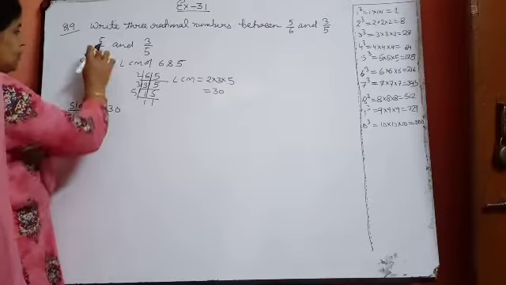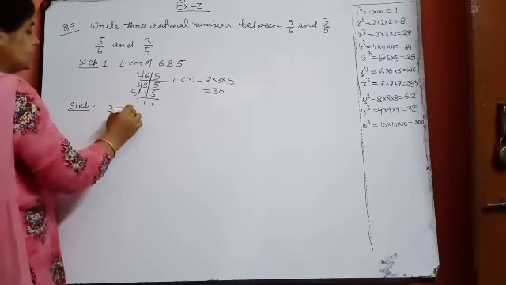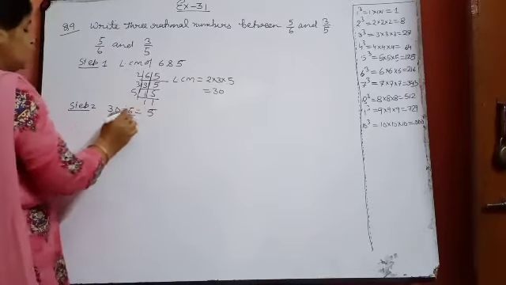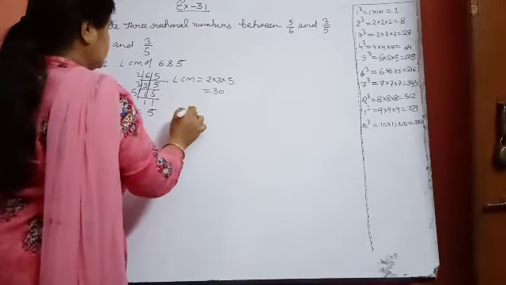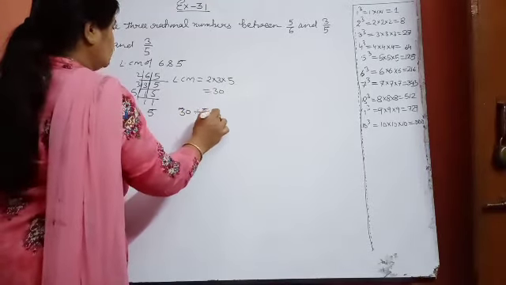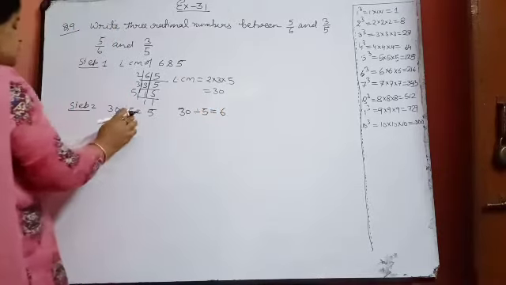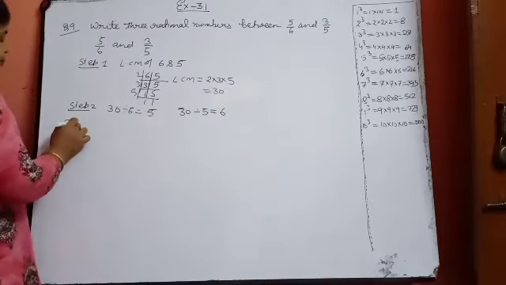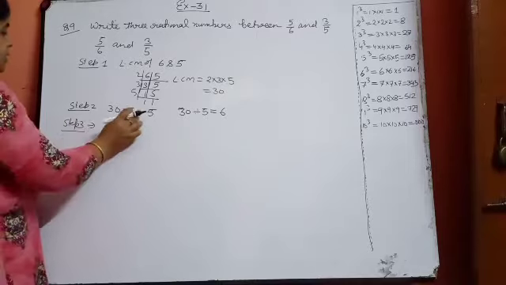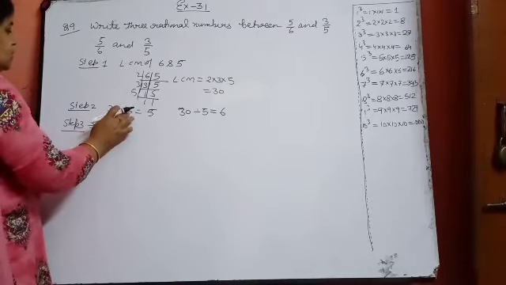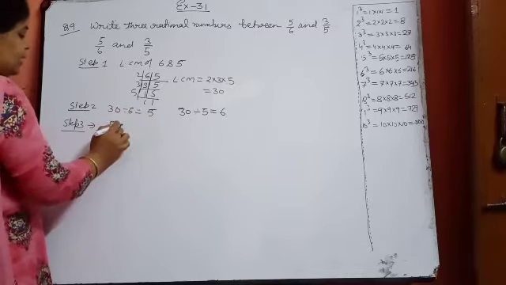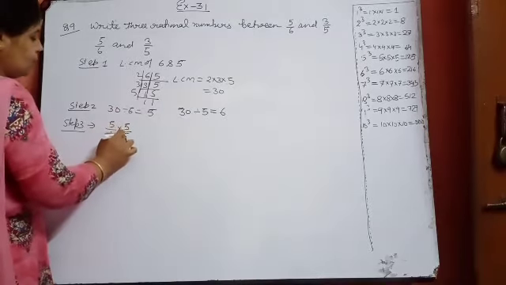30 divided by 6 will be 5. And 30 divided by 5 is equal to 6. Step 3: the first fraction, 5 upon 6, was multiplied by 6 upon 6, and the quotient came 5, so it will be multiplied by 5 upon 5.